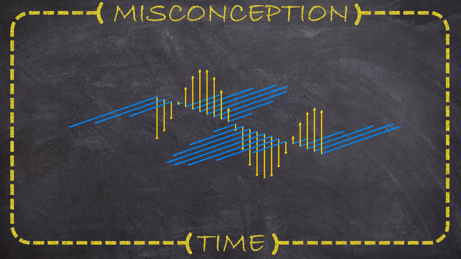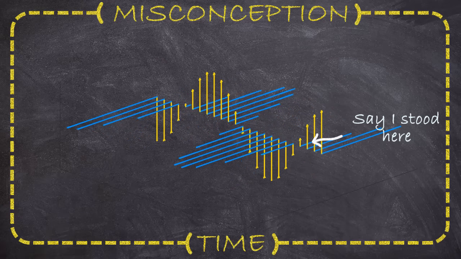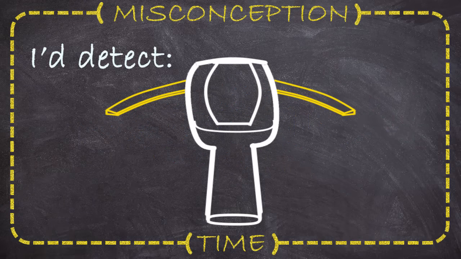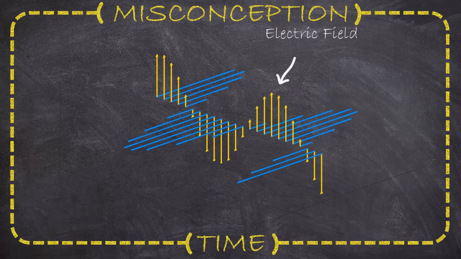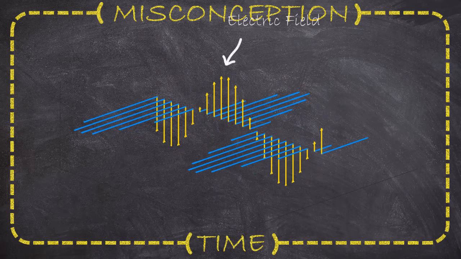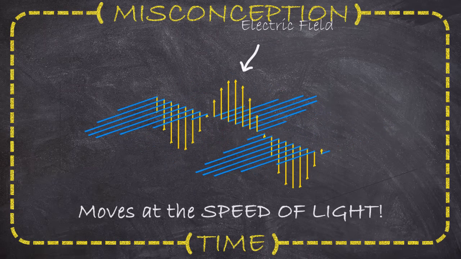What this is basically showing is that if I stood at a certain spot as one of these waves passed me by, I would detect an electric field whose direction was oscillating up to down, up to down, and I would detect a magnetic field whose direction is oscillating left to right, left to right. And if I singled out one of these maxima to stalk, because hey, everyone needs a hobby, I'd find that this peak travels at the speed of light.